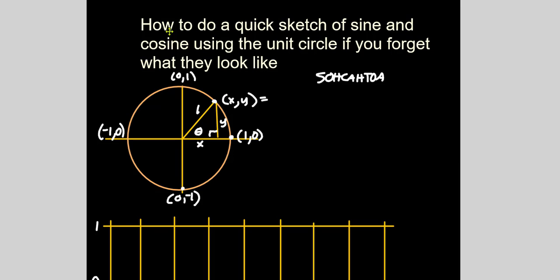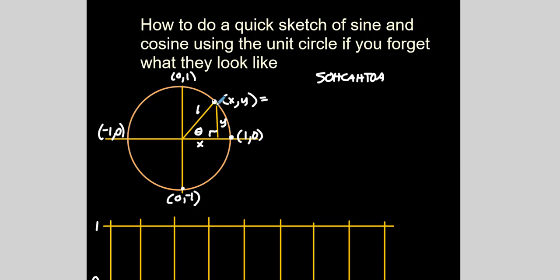So here I'm going to show how to do a quick sketch of sine and cosine using the unit circle, if you forget what sine and cosine look like. So I have a unit circle, meaning it has radius 1. I've drawn a right triangle here. This is the coordinate right here, x, y. On a unit circle, this will be 1, 0. This will be 0, 1. This will be x equals negative 1, y is 0. And this will be x equals 0, y equals negative 1.